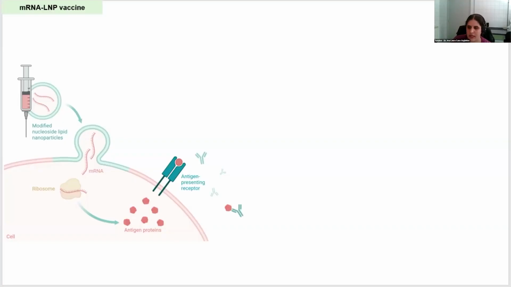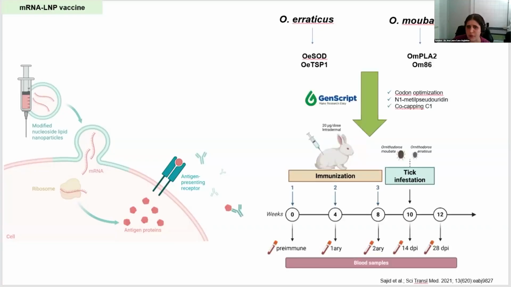We have only conducted a proof of concept trial. Here we selected one salivary antigen from each species and one midgut candidate, the same from each species. The mRNA synthesis and encapsulation was conducted by a company, GenScript, and we followed an immunization protocol that was previously reported for this kind of platform in pigs. This is the story so far.